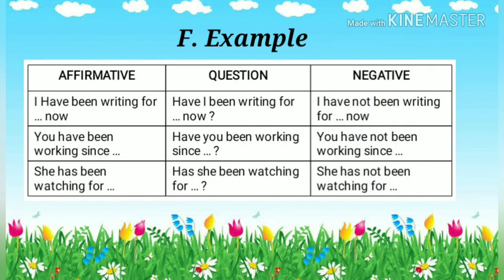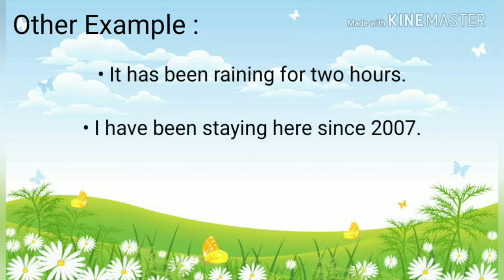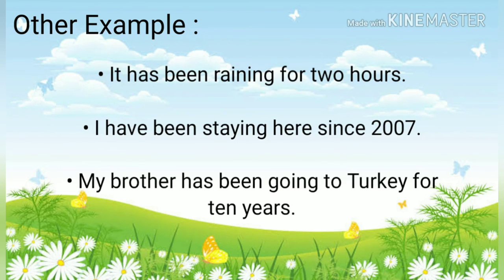Examples. Affirmative: I have been waiting for now. You have been working since. She has been watching for. Question: Have I been waiting for now? Have you been working since? Has she been watching for? Negative: I have not been waiting for now. You have not been working since. She has not been watching for. Other examples: It has been running for 2 hours. I have been studying her since 2007. My brother has been going to Turkey for years.